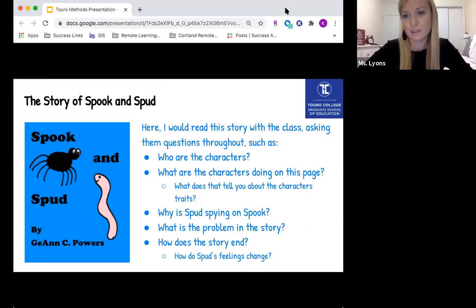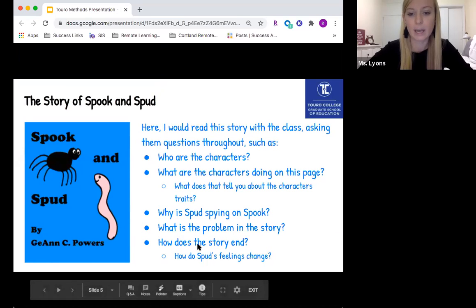Here's where I would stop and read the book with the class, asking them questions throughout the book, such as who are the characters? What are the characters doing on this page? And what does that tell you about the characters' traits? Why is Spud spying on Spook, which is a specific question related specifically to this text? What is the problem in the story? And how does the story end? How do Spud's feelings change?